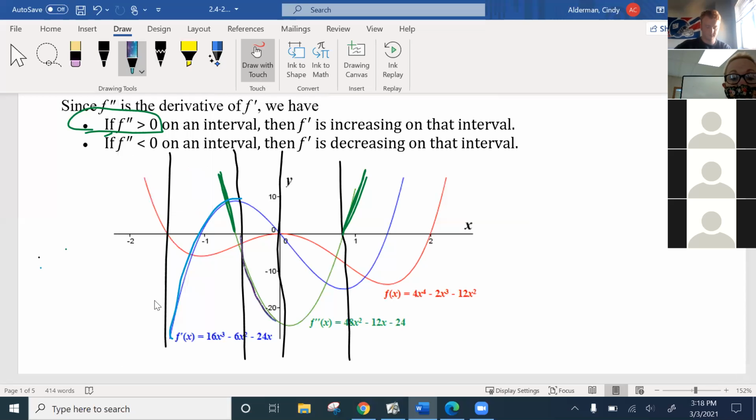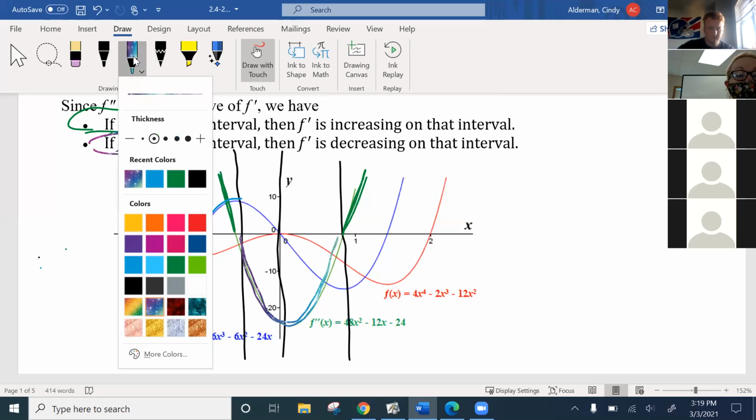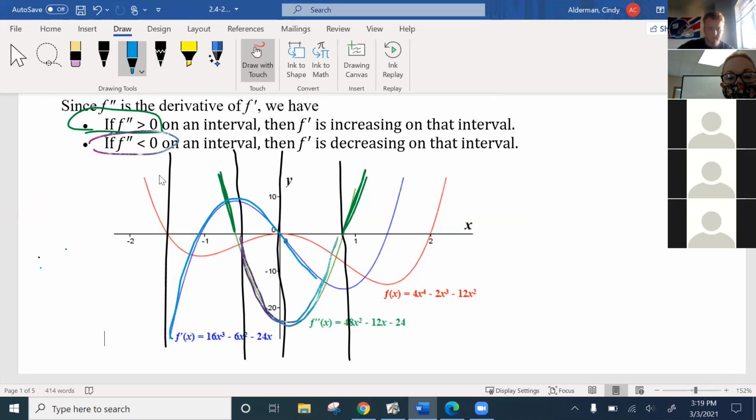Now notice here, the second derivative is below the x-axis, okay? And notice that on that whole interval, the blue derivative graph is decreasing, right? So it's decreasing over that entire interval. From there to there, increasing or decreasing over the whole interval. So that's what it's saying there.